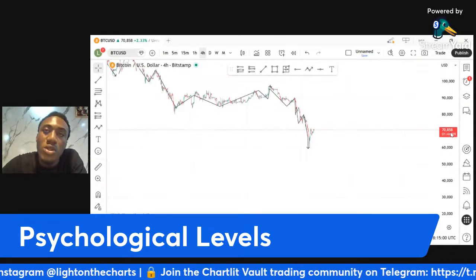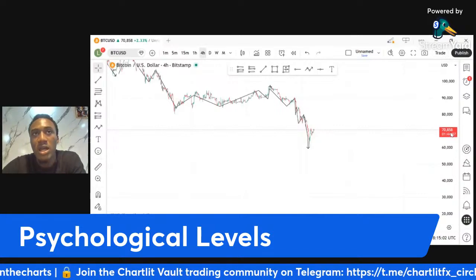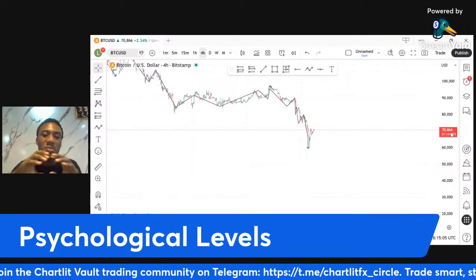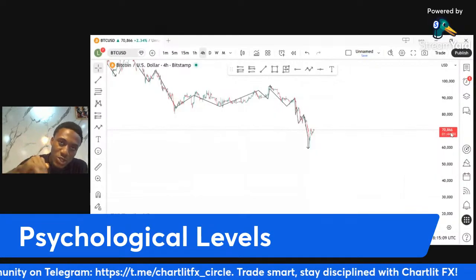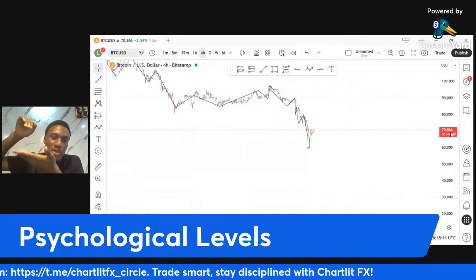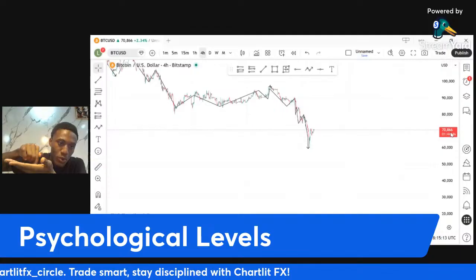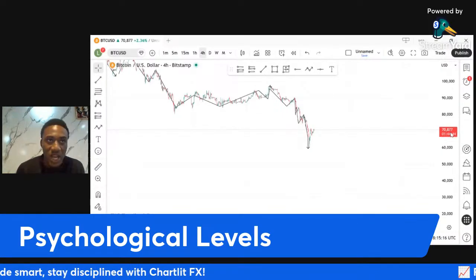Okay, let me explain what support and resistance are. Support, like the name implies, gives price support. So when price gets here, it gets support, and pushes back up. That's how it is. Price comes down, it gets support, pushes back up. Now, what is resistance?